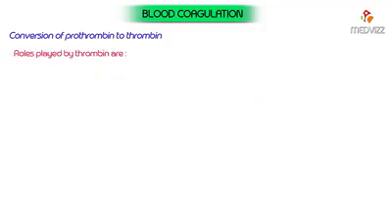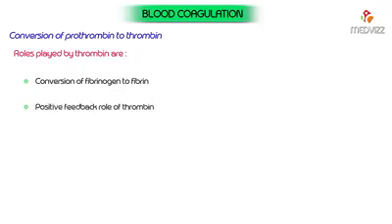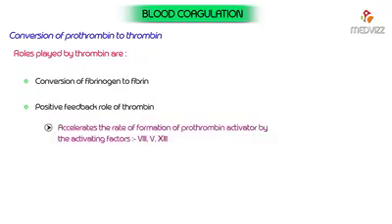Roles played by thrombin are conversion of fibrinogen to fibrin and a positive feedback role. It accelerates the rate of formation of prothrombin activator by activating factors 8, 5, and 13. In this way, thrombin itself can cause further conversion of prothrombin to thrombin. It also activates protein C.